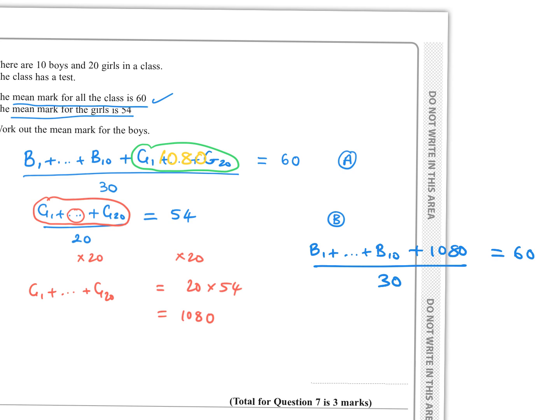And all I have to do to this equation now, this new one, with the value of 1080 put in the place of all the girls, I would be able to times both sides by 30, and that would give me 30 times 60. Well, 3 6s are 18, so that would be 1800. I just have to take 1080 from both sides.